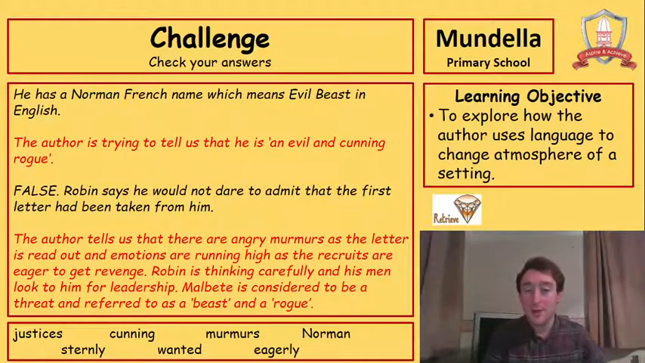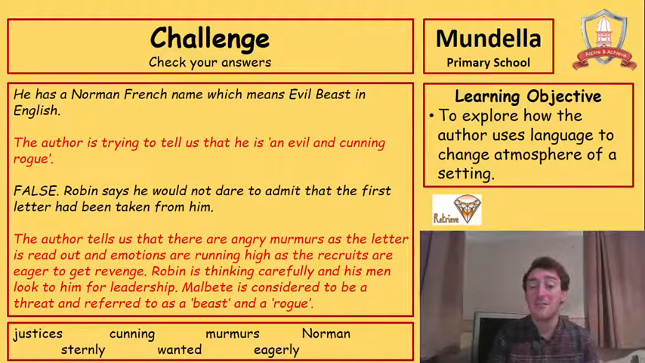Does Robin think that he'll go back to Gisborne for another letter? No, he doesn't. It's false. Robin says he would not dare to admit that the first letter had been taken from him. And then finally, this is how the author uses language to change atmosphere in a setting.